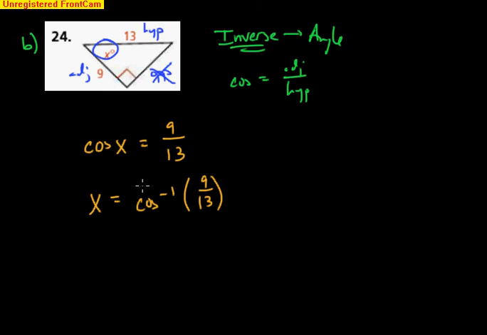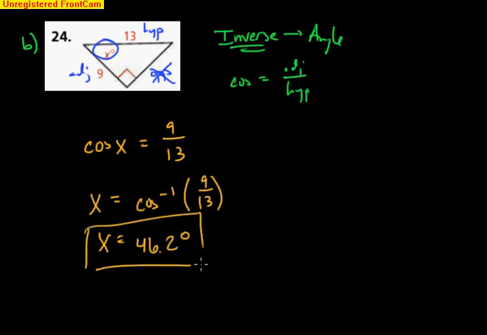And now we just type this in our calculator. Remember to press the second key first, second, and then cosine. And then it's just 9 divided by 13. And we get a value of x rounded to the nearest tenth of 46.2, and that is degrees, because it is an angle. And there we go. And there's the value of x. So inverses find angle measures. Remember that.